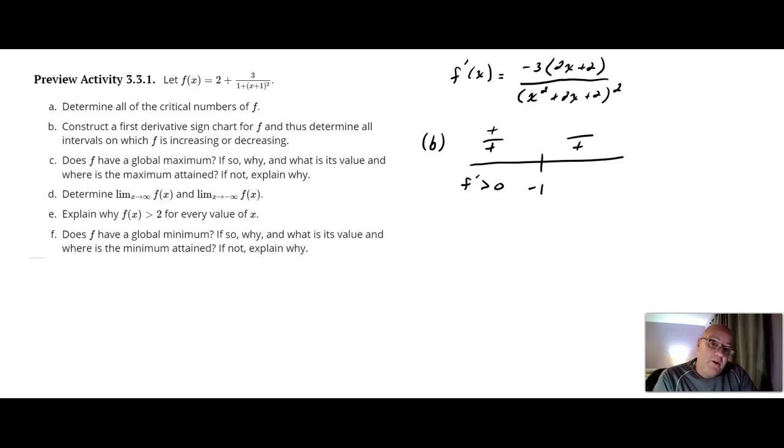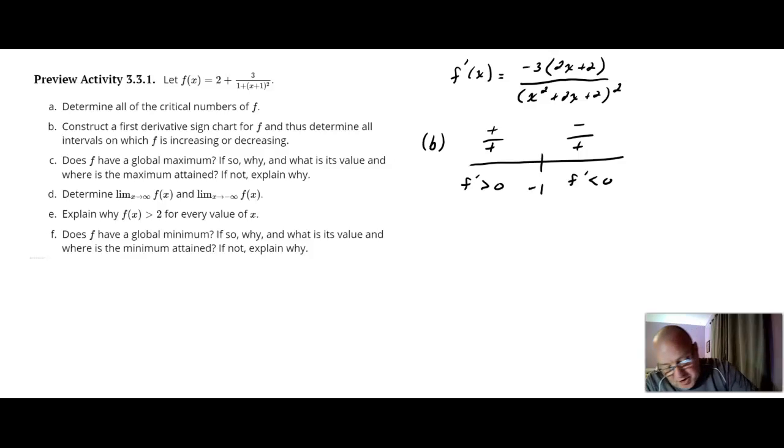Now, when I put in a number to the right of -1, let's just put in 0. Again, I know the denominator is going to be positive, but for the numerator, if I put 0 in, 2 times 0 is 0, plus 2, multiplied by -3, that gives me a negative. And a negative divided by a positive is a negative. So f prime is going to be less than 0.